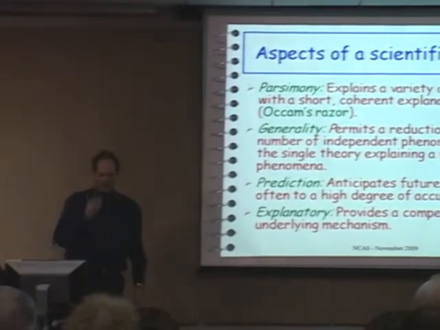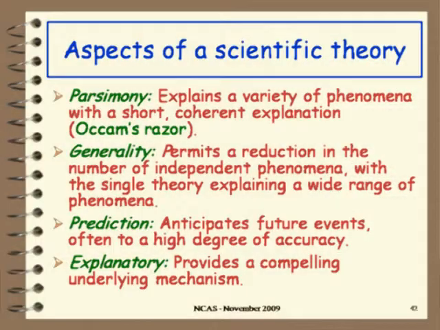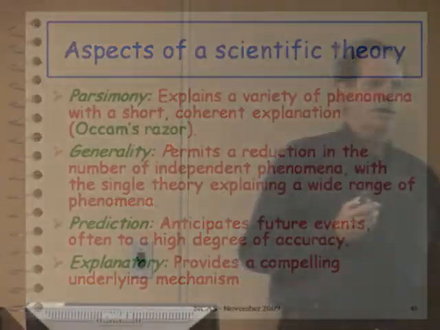What do you want in a scientific theory? You pretty much want at least these 4 attributes. Parsimony: you want to be able to explain a variety of phenomena with a short, coherent explanation, sort of a variant of Occam's razor. Occam's razor doesn't say that the shortest theory is always right, but it says you should look there first. Before you look at something complicated, look at something simple. If a simple thing explains something, stop there until it doesn't work. Then you look at more complicated things.